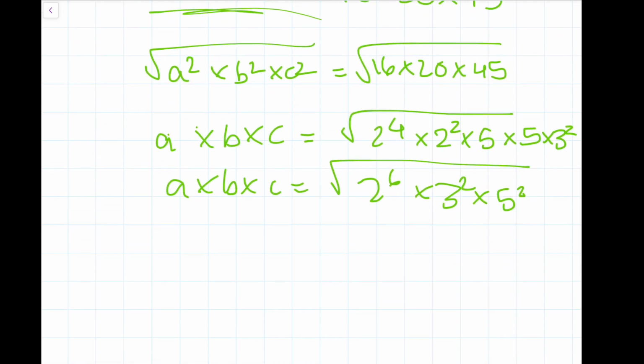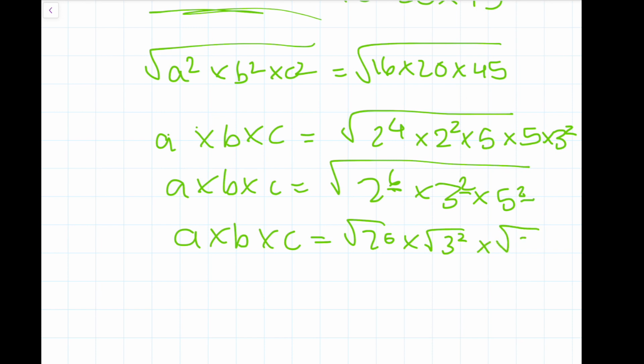So as you can see, we have a 6 which is even, 2 which is even, and 2 which is even. So we get A times B times C equals the square root of 2 to the 6 times the square root of 3 squared times the square root of 5 squared. And then we get A times B times C equals 2 to the third, because 2 to the third times 2 to the third equals 2 to the 6, times 3 times 5.